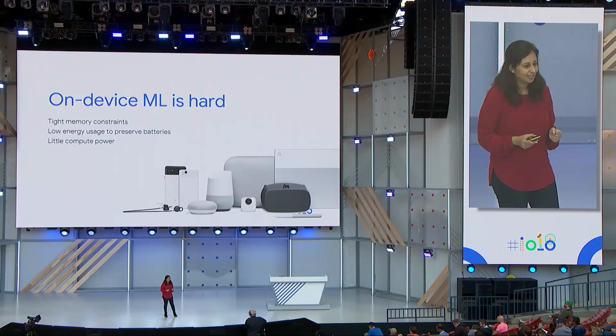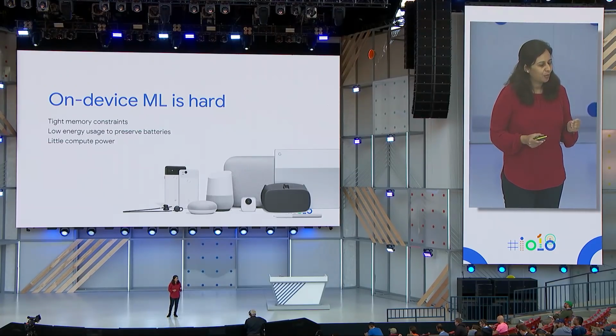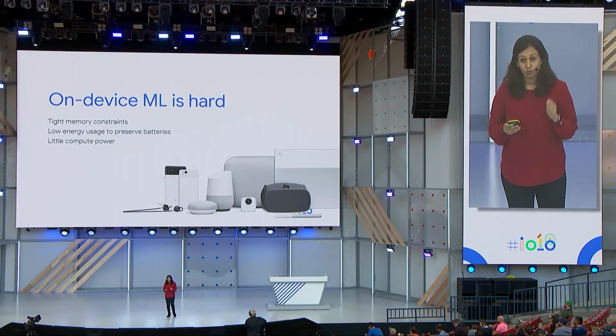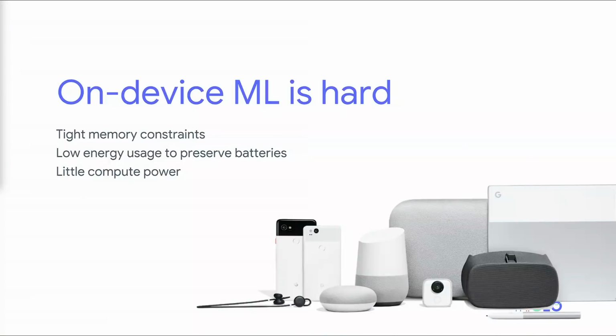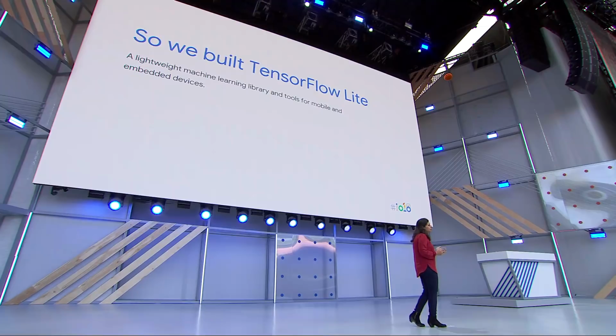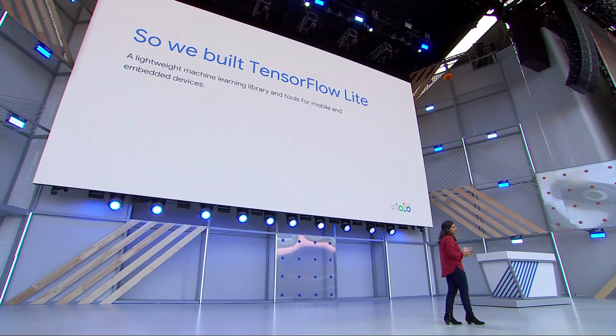So this is all great, but there's a catch, like there always is. And the catch is that doing on-device ML is hard. Many of these devices have some pretty tight constraints. They have small batteries, tight memory, and very little computation power. TensorFlow was built for processing on the server, and it wasn't a great fit for these use cases. And that is the reason that we built TensorFlow Lite. It's a lightweight machine learning library for mobile and embedded platforms.